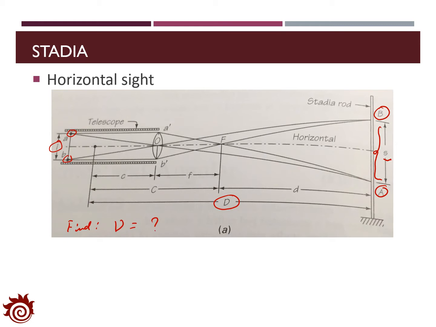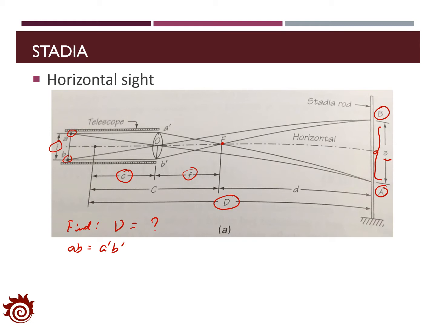From the figure, we can also see that the principal focus point of the telescope is capital F, and we define the distance from the focal point to the telescope as letter f, and from the edge of the telescope to the center of the telescope as little c. As the telescope is a cylinder, we can assume that the distance between ab and a prime b prime is the same, so we have ab equal to a prime b prime.